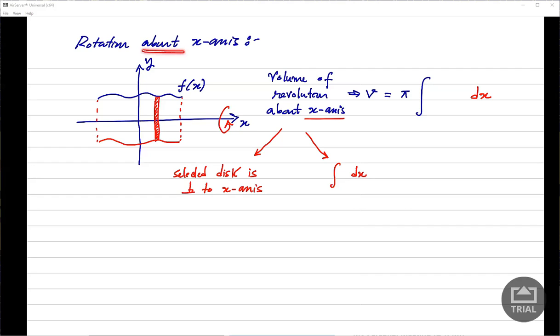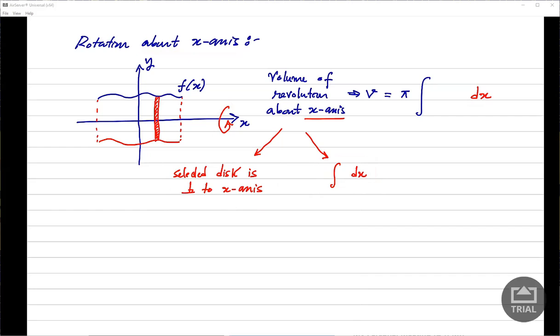So this is rotation about x-axis. So if the rotation is about x-axis, your integral is with respect to dx. And from here, you have to know two things. The integral is with respect to x, and the next one is that the selected disk is perpendicular to the x-axis.